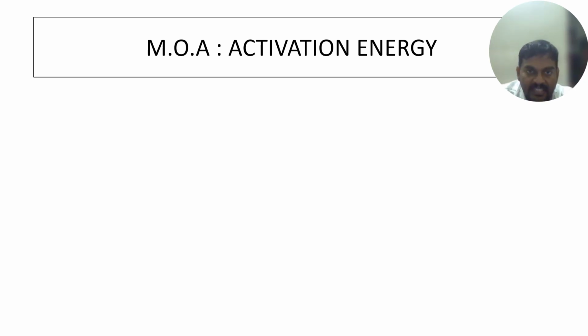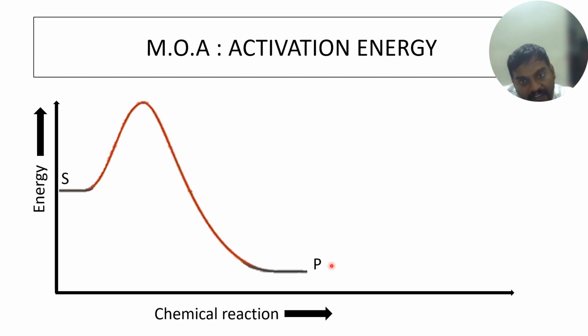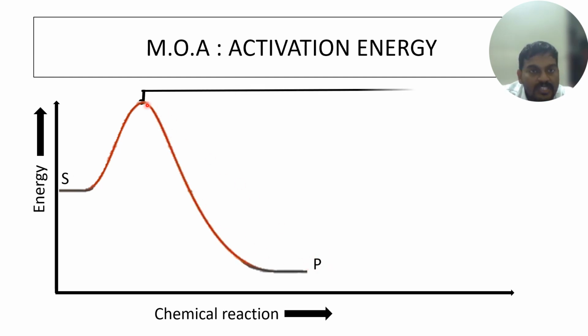Let me explain the same thing with the reaction coordinate graph. So what is a reaction coordinate graph? Here I'm going to draw a graph with energy which is provided to the substrate along the y-axis and the conversion of substrate to the product, that is the chemical reaction, along the x-axis. So this is the substrate which is present in the ground state. Now I'm going to provide energy to the substrate so that it will reach a transition state. Once the substrate has reached this transition state, it will automatically get converted to form product. So this is the transition state.